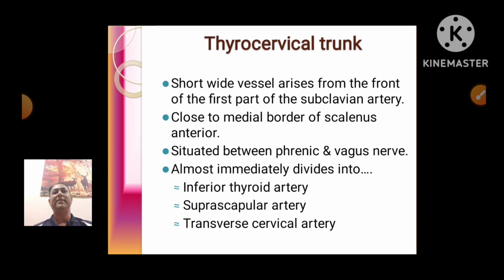The third one is thyrocervical trunk. It is a short, wide vessel, arises from the front of the first part of the subclavian artery, close to the medial border of the scalenus anterior. It is situated between the phrenic nerve and vagus nerve. And almost immediately after origin, it divides into 3 branches: inferior thyroid, suprascapular and transverse cervical.